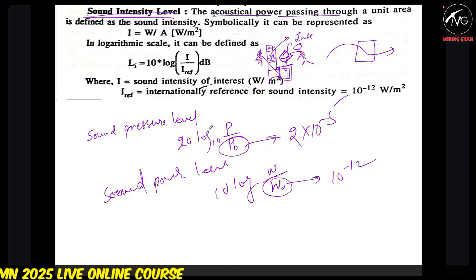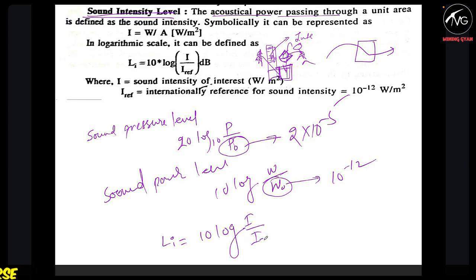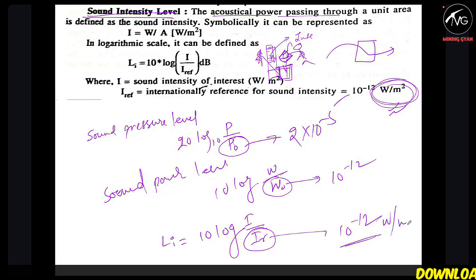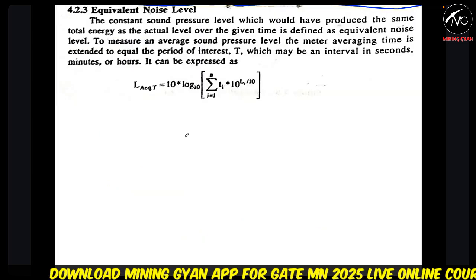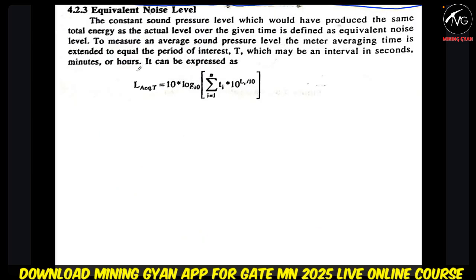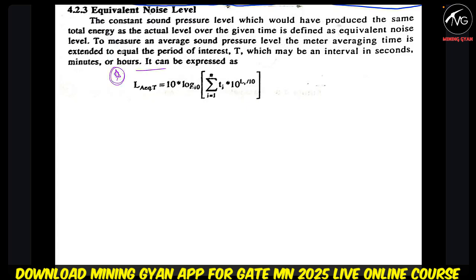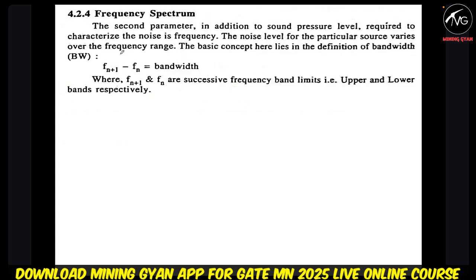So the sound intensity level formula is 10 log I by I reference. I reference is 10 to power minus 12. The unit is different: here it is watt per meter square. It was watt. And the only difference is the 20. Equivalent noise level we will see when we discuss the numerical, or after we discuss everything.